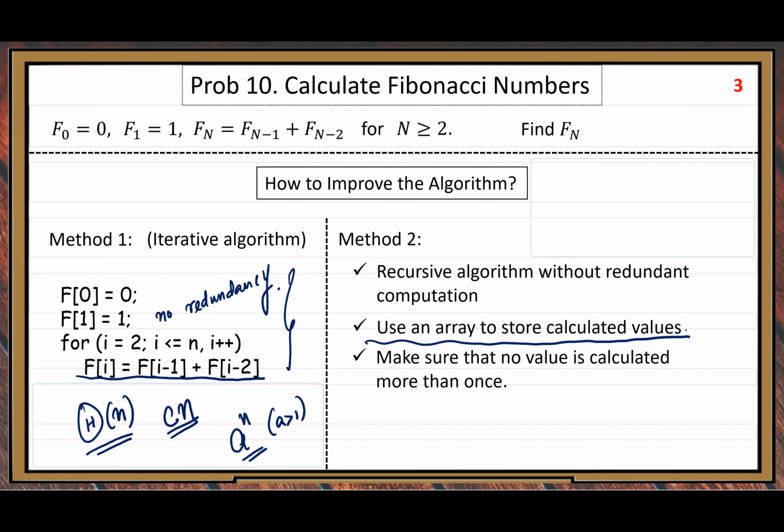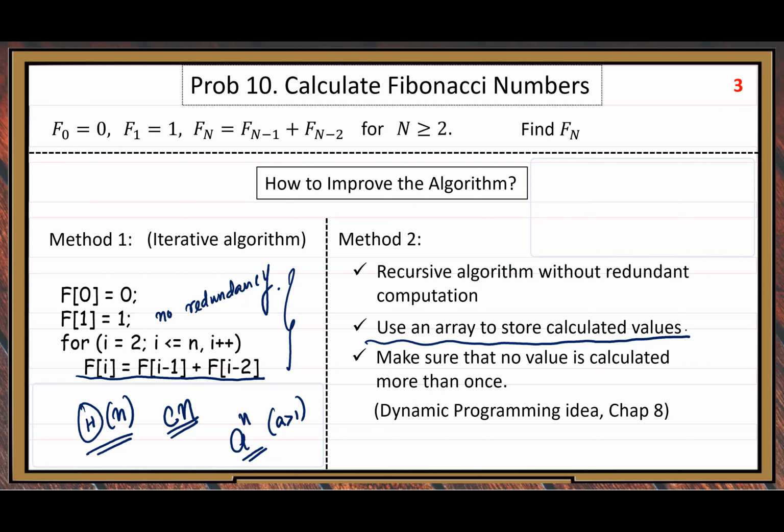Make sure that no value is calculated more than once. You only need to check your array to see if you have already stored that value or not. If that value is not stored in the array, then you need to calculate it. That's the first time you calculate it. But if you find a non-zero value already there, that means you have the value already, so you just retrieve it from the array. Do not do recalculation. That's the basic idea of this second method.